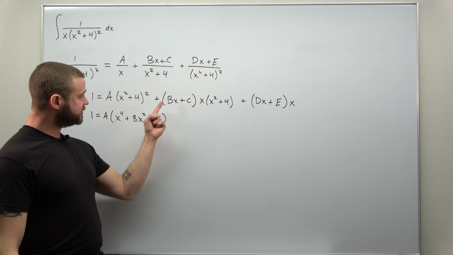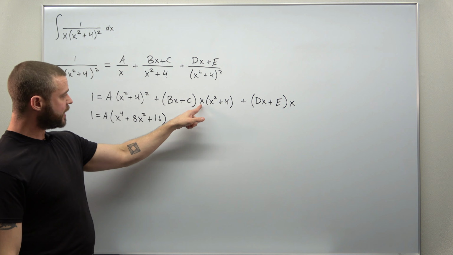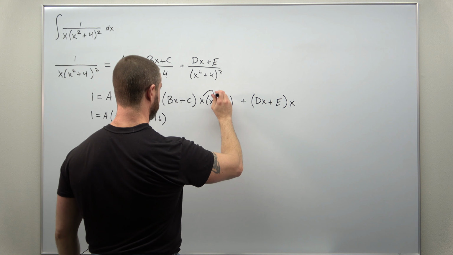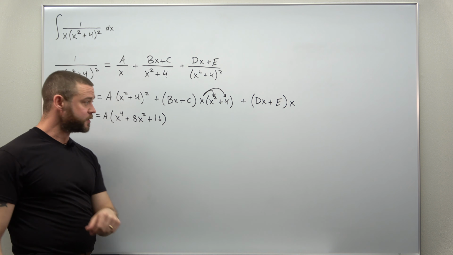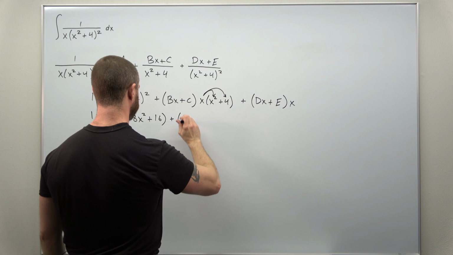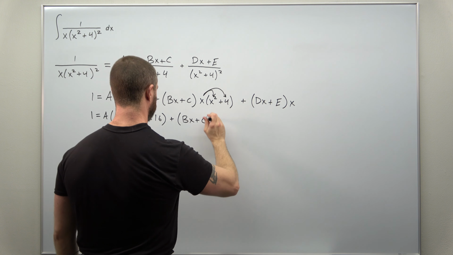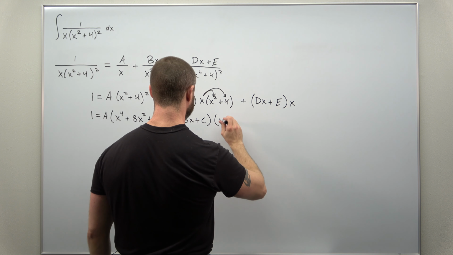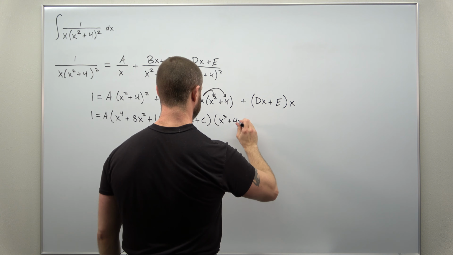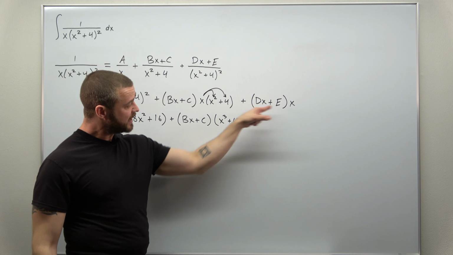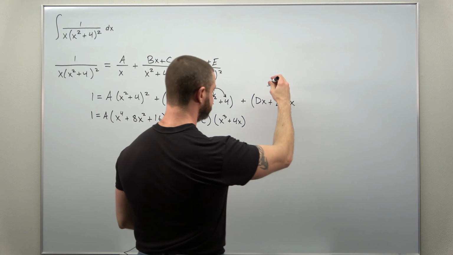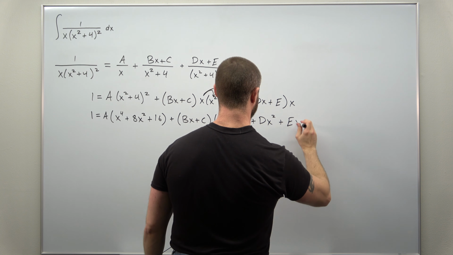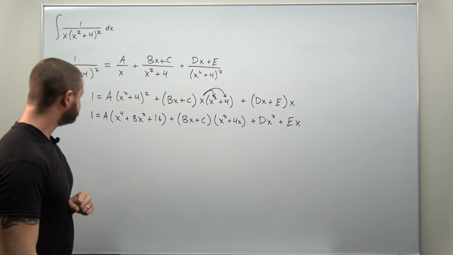All right, we have a lot of options with this middle part. Let me just go ahead and multiply the x into the parentheses. So we're going to distribute. And that's it for the middle part. We'll have plus Bx plus C. And now when we distribute that, we'll get x cubed plus 4x. And this last part, we can multiply that out, no problem. Distribute your x in. Looks like we should get Dx squared plus Ex.